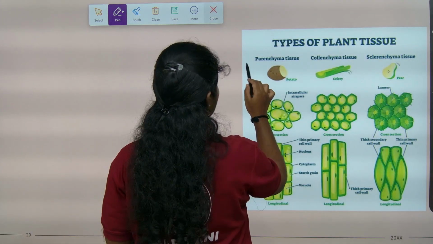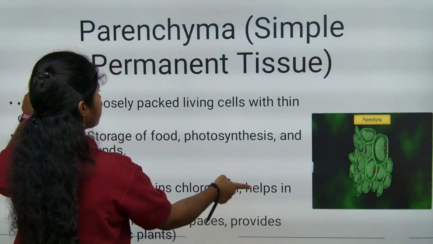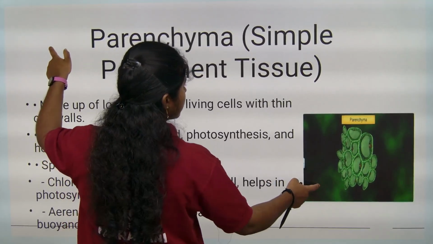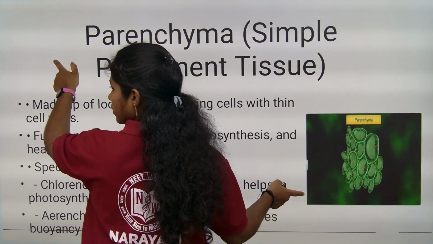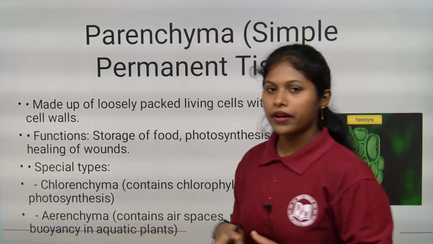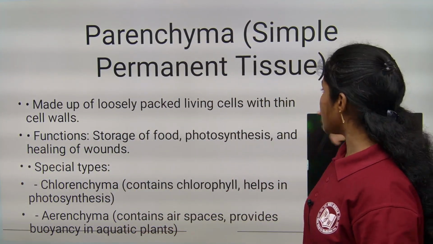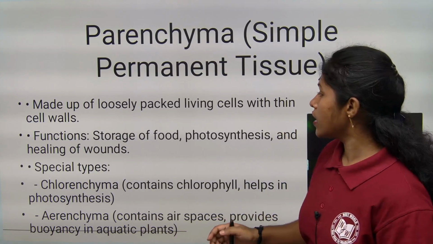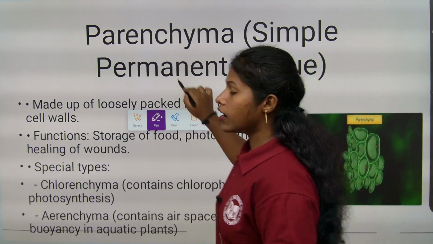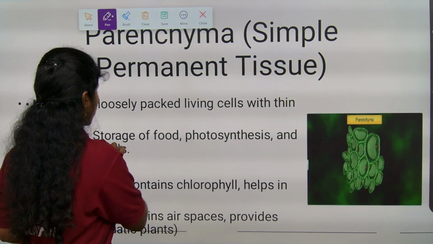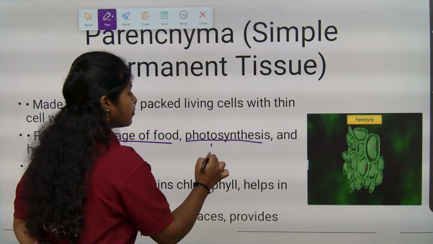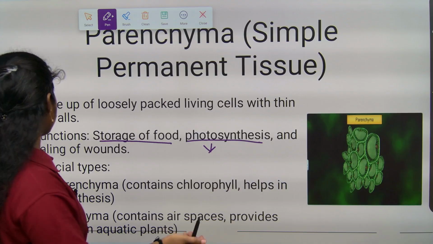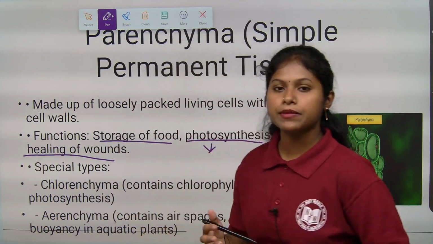So here this is about the parenchyma tissue. Here see, children. Parenchyma is a permanent tissue. It is made up of loosely packed living cells having thin cell walls made up of cellulose. What is the main function of this parenchyma tissue, children? It helps in the storage of food and helps in photosynthesis. Photosynthesis occurs in the parenchyma cells, and it also helps in the healing of wounds.